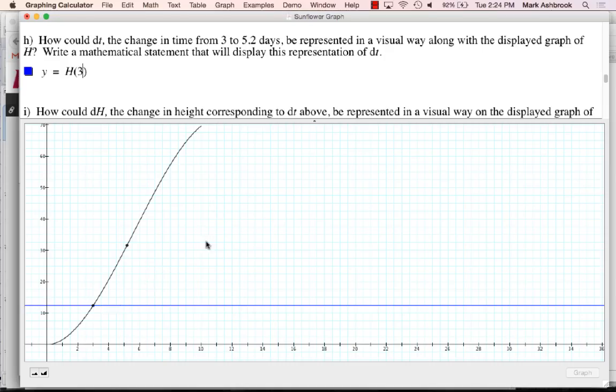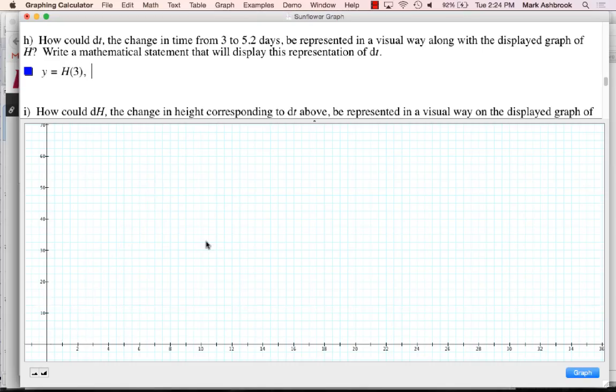Okay, but I didn't want all the points where y is H of 3. That's why it equals H of 3. I specifically wanted from 3 to 5.2. Okay, the next one now, so that's a visual representation of that change from 3 to 5.2.